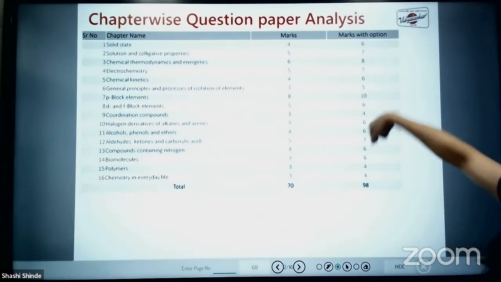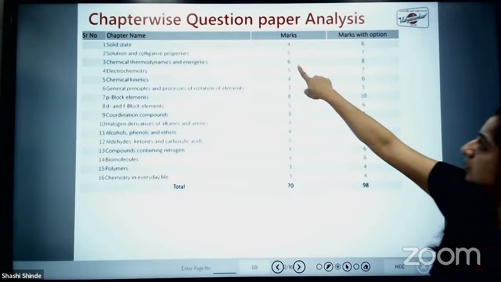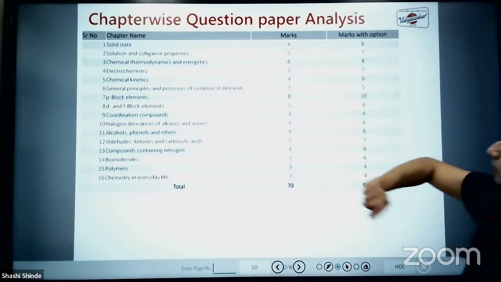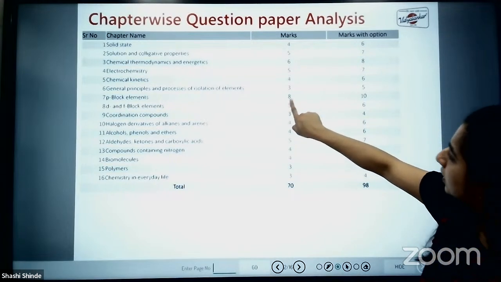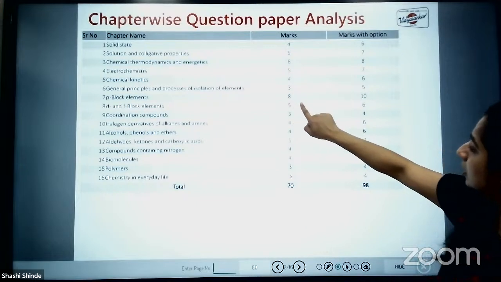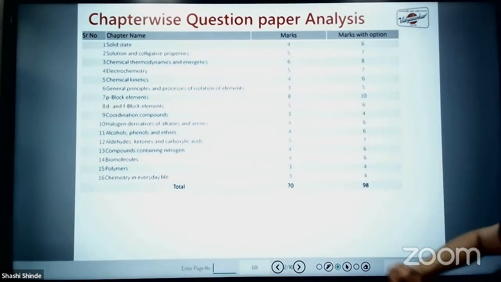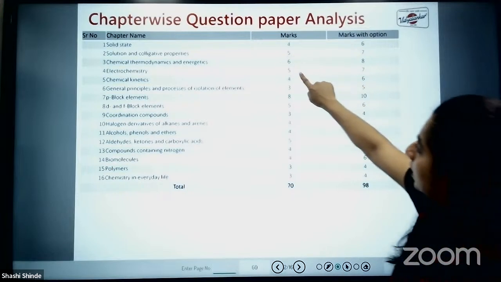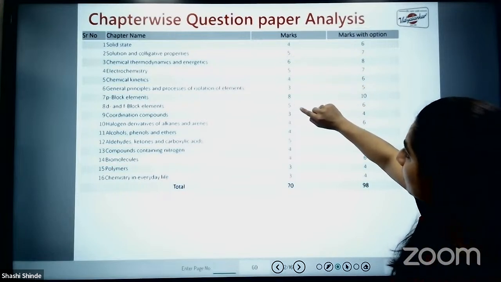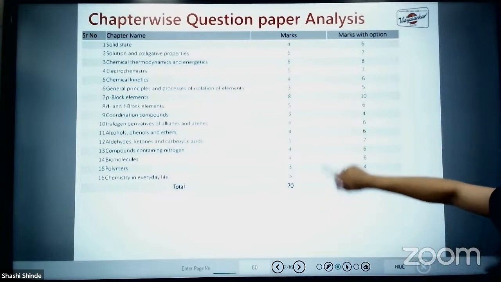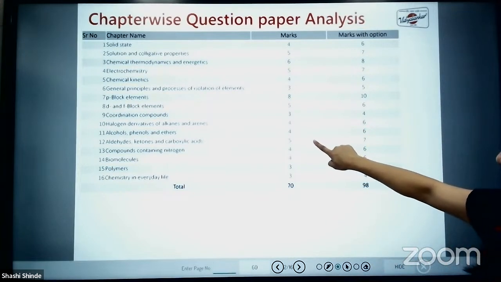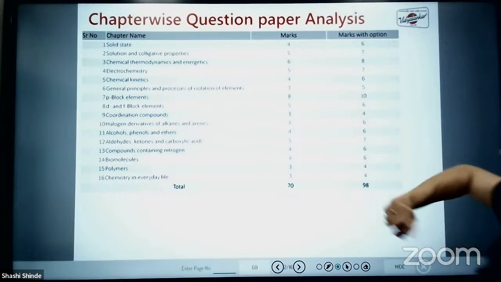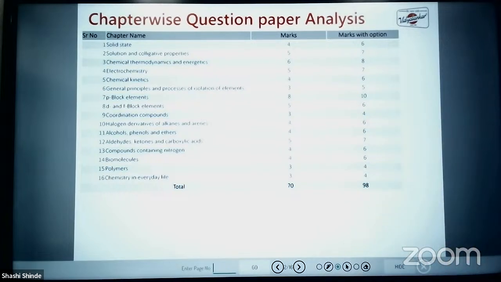These are compulsory. These are with options. Thermodynamics 6 marks compulsory with options 8 marks. Then P block we have for 8 marks, compulsory 10 marks with option. Then solution, colligative property, electrochemistry. Then we have D and F block, alcohol phenols. These are 5 marks each compulsory and 7 marks including option.